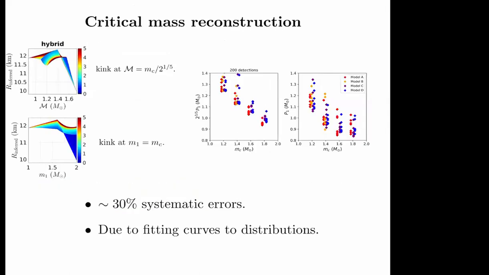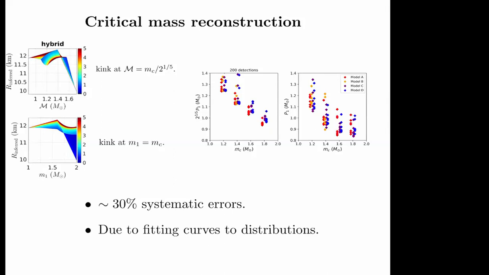What about identifying the critical mass, reconstructing the critical mass? If I look at the actual distributions in the R inferred M planes for a hybrid model, if you go ahead and roll up your sleeves and do the pencil and paper calculation, you'll see that the distribution of events has a kink at chirp mass equals the critical mass divided by 2 to the 1/5, and that in the R inferred M1 plane, the kink occurs at M1 equals just MC.